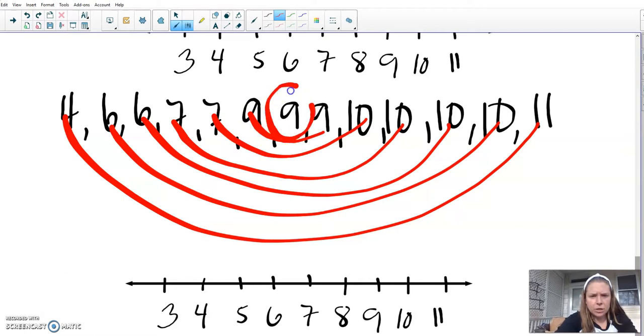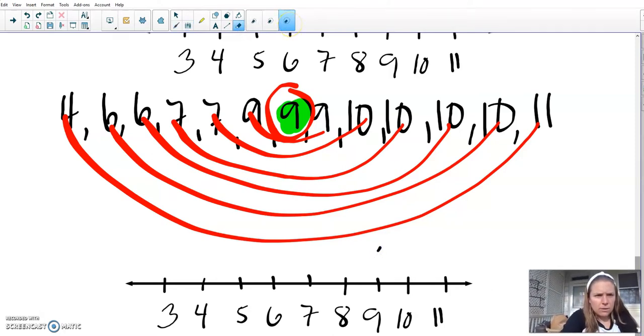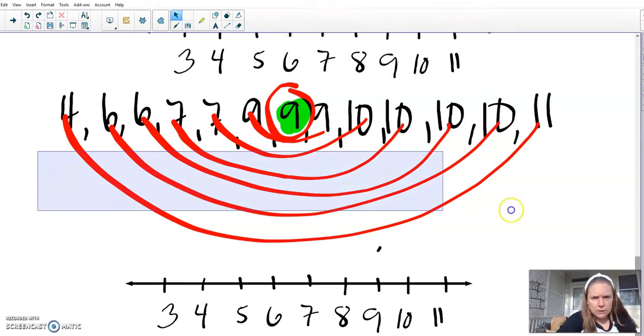Oh yeah, landed on 1 in the middle. So I'm going to highlight that. I've got that tool. So that 9 is really important. That is our median. And if you want to move ahead, you can put a little dot at 9. That is your median. Now we got to get rid of these rainbow lines.